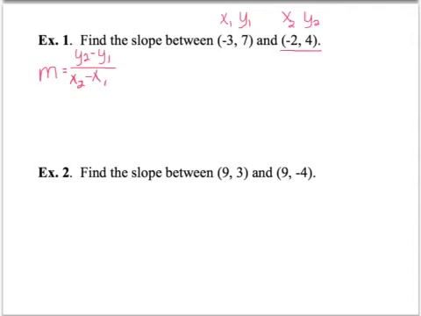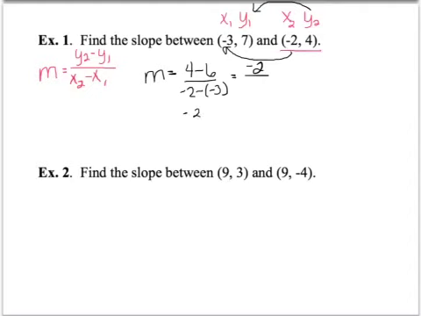So if I'm going to find the slope between these 2 points, I start at y2, so it becomes 4 minus 7. And then my denominator is going to be x2 minus x1. So -2 minus -3. So we have -2 in the numerator. -2 minus a -3 becomes -2 plus 3. So I get a 1. My slope then is a negative slope. That means I go down 2 and right 1.